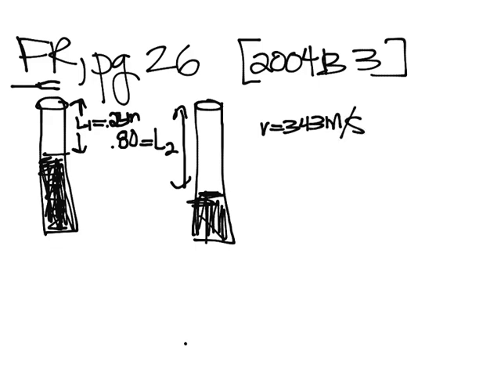We also know that the speed of sound in air at this temperature is 343 meters per second, and that the speed of sound in water is equal to 1490 meters per second. Alright, so for part A, it wants us to find the wavelength of the standing wave.